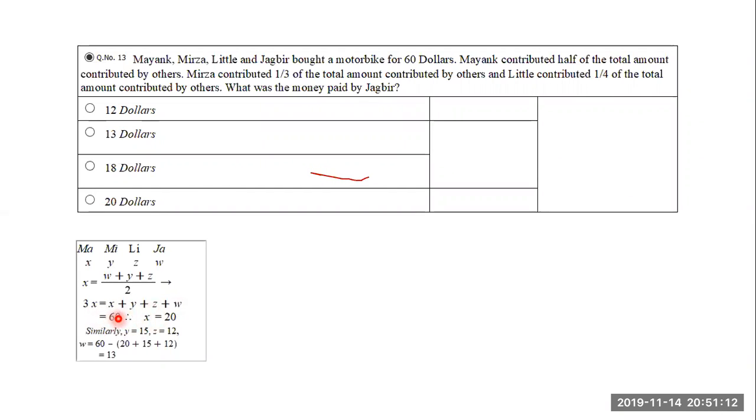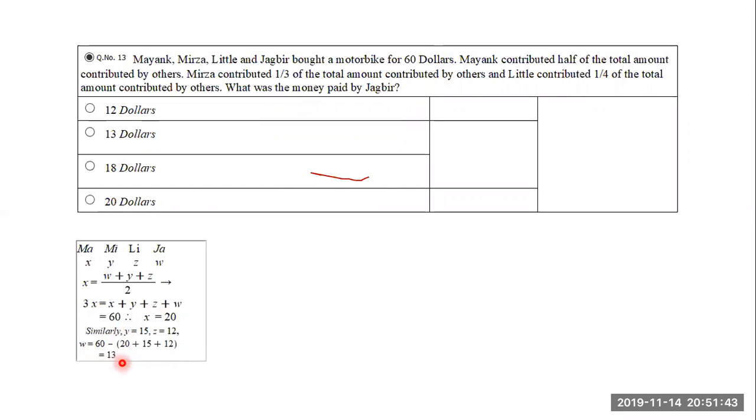So x is equal to 60 by 2, that is 20. And then when it is 2, it is 3. When it is 3, it will be 4, so 60 by 4 is 15. And when it is 4, it will be 5. Therefore, 60 by 5 is 12. Therefore, Mayank is paying 20 rupees, Mirza is paying 15 rupees, and Little is paying 12 rupees. So the balance is Jagbir paying $13.